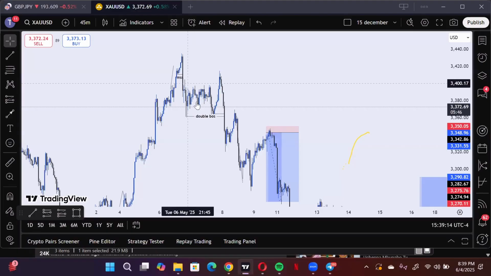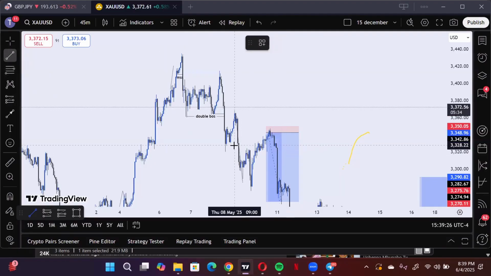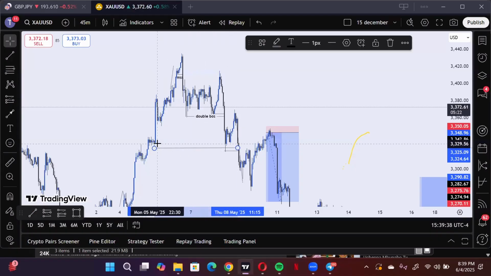So see, it sold and then took out this low, but it also took out a previously existing low here also. That is what you call a double break of structure. Same as this, took out this low, but there was also a previously existing low here. So it took out this and then this. So this is what you also call a double break of structure.